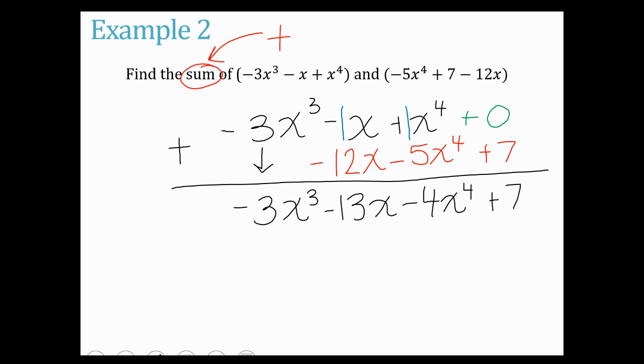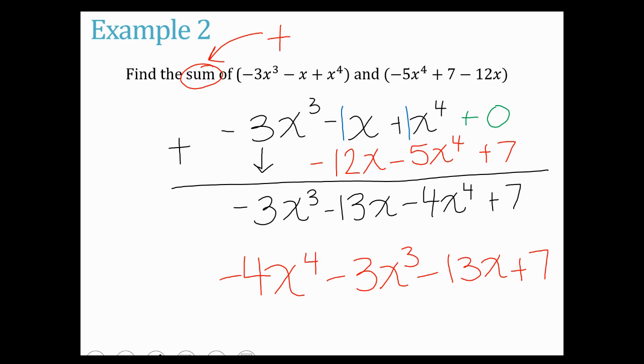So find the largest exponent, which is right here. We get negative 4x to the fourth. Second largest exponent is right here. We have negative 3x to the third. Then we're going to go with our negative 13x plus 7. We cannot combine any like terms, so it's in simplest form and it's in standard form. So we're done.